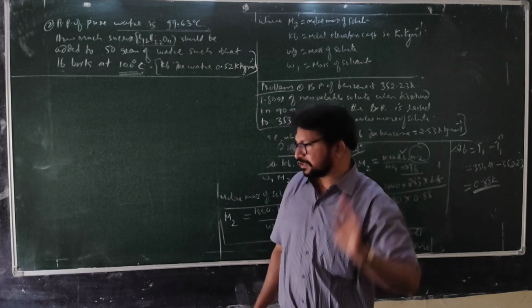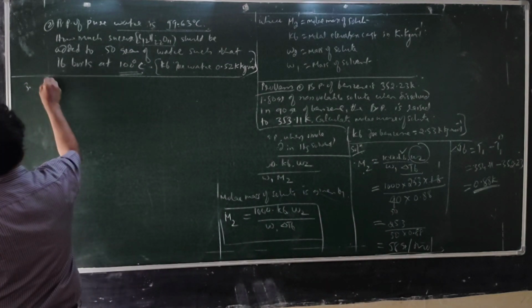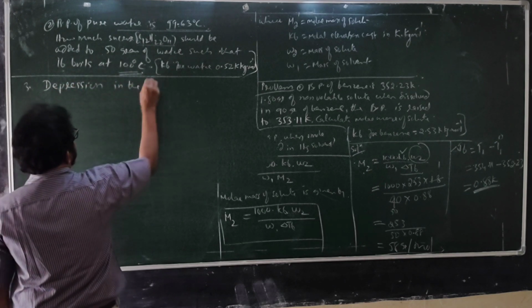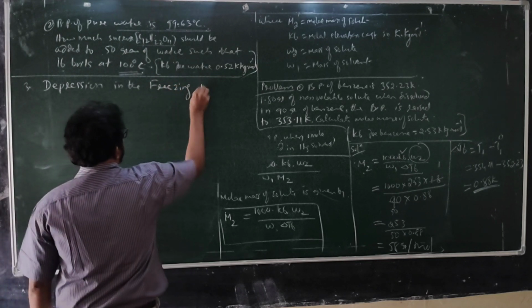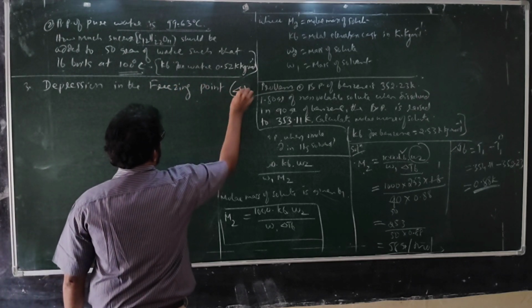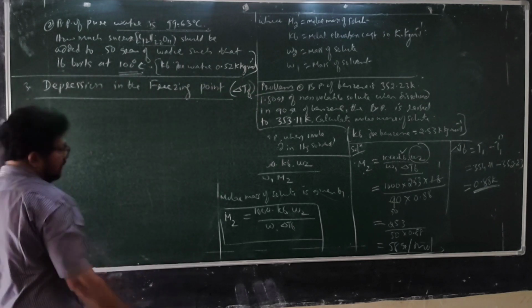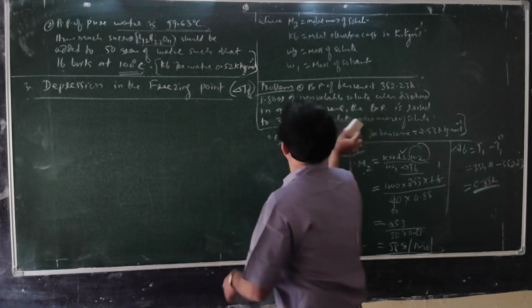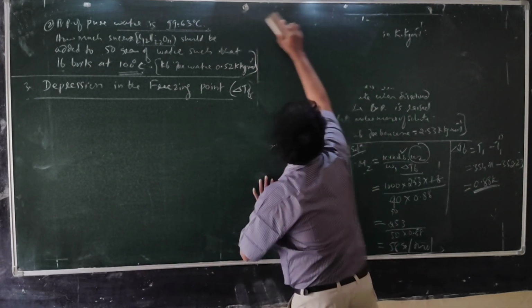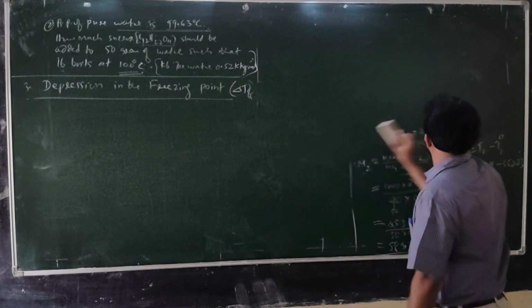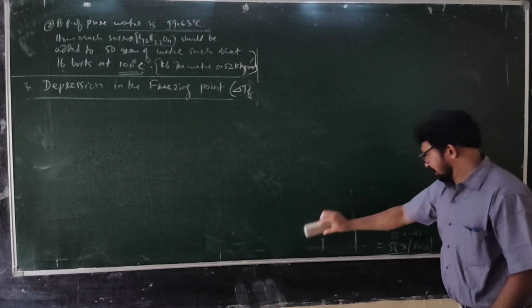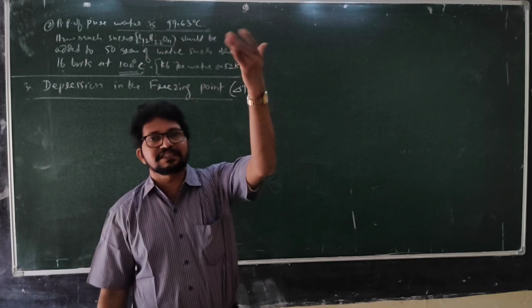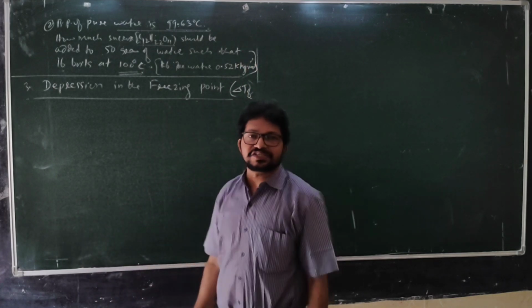Okay, I will go to the next colligative property. Third one, depression in the freezing point, delta TF. Depression in the freezing point. Next colligative property. What do you mean by depression? Decrease. Elevation is increase, depression is decrease.